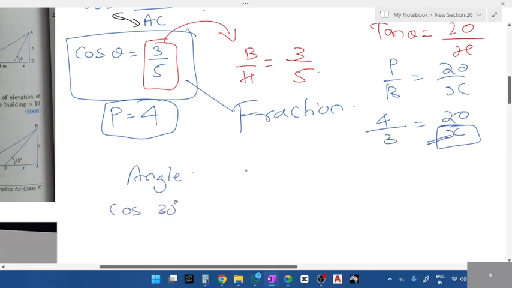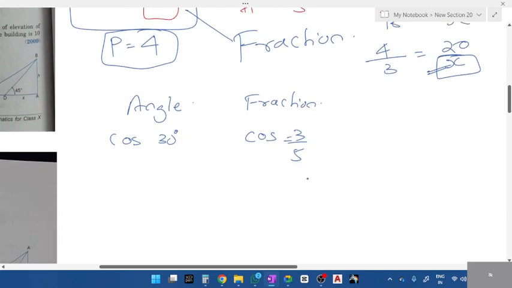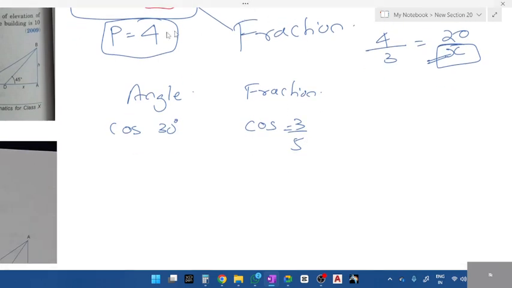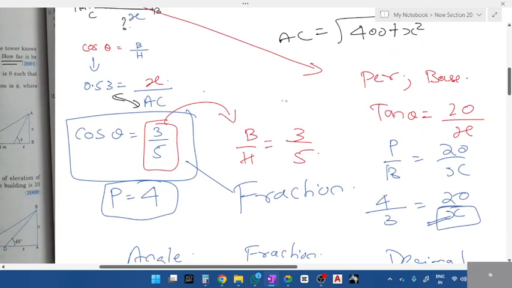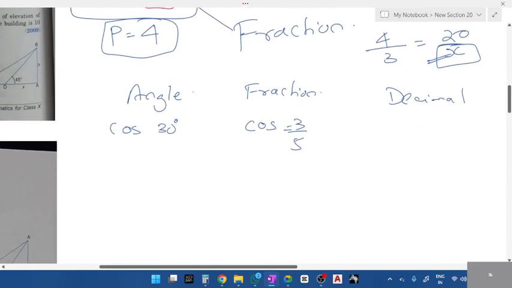Next, fraction. If fraction is given, we use 9th standard concept, that is, you use h square is equal to p square plus b square. For example, cos 3 by 5. They will give you like this. The other one is decimal. So for decimal, we'll have an equation. That is what we are going to solve now. Don't get confused between these three: angle, fraction, decimal. These are the three types of questions you'll get. Is it clear? Did you understand the concept?